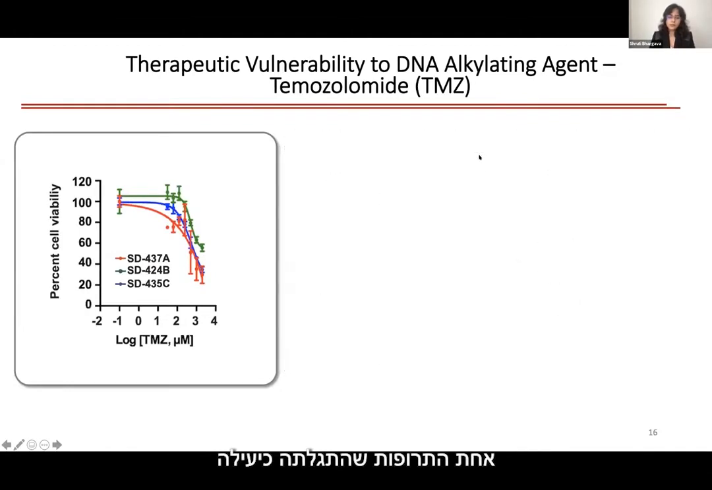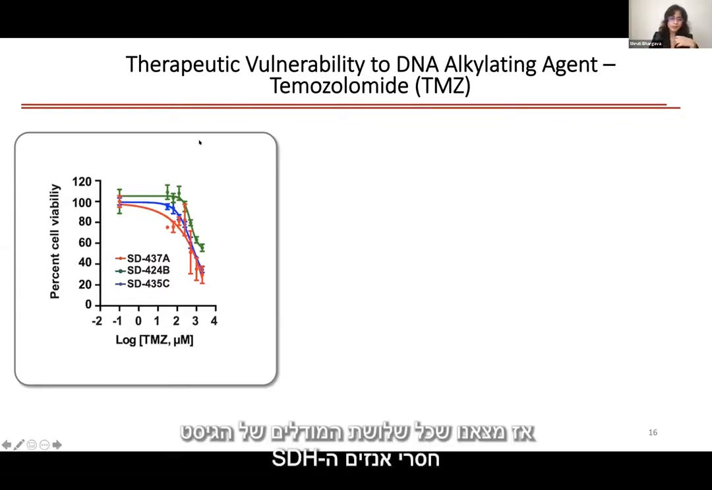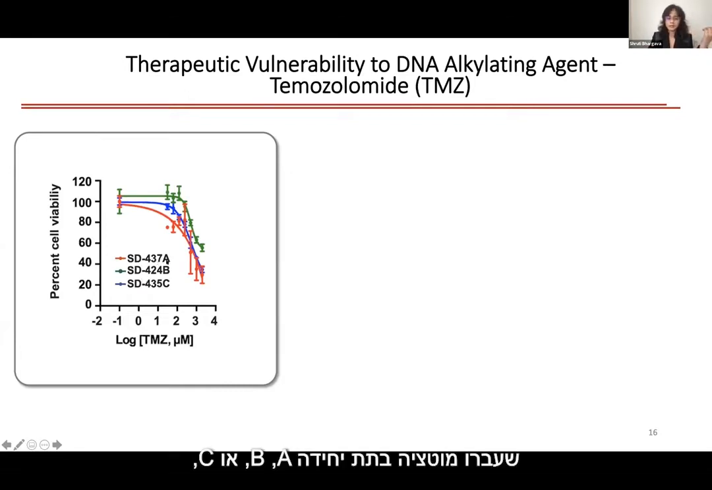Now, one of the drugs that we found to be effective in these SDH deficient GIST was temozolomide. That is a DNA alkylating agent, and it is known to intercalate with DNA, cause DNA damage, and thus lead to cell death. So we did find that all three SDH deficient GIST models, which are mutated in either subunit A, B, or C, are quite sensitive to temozolomide.